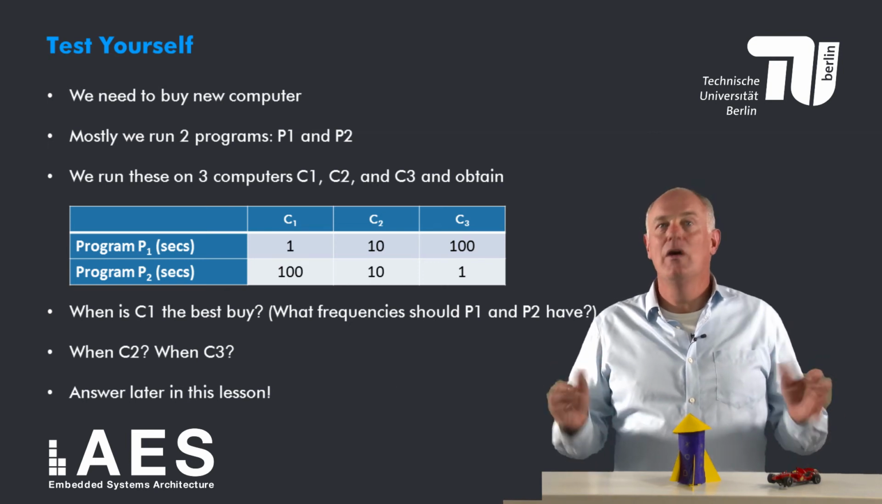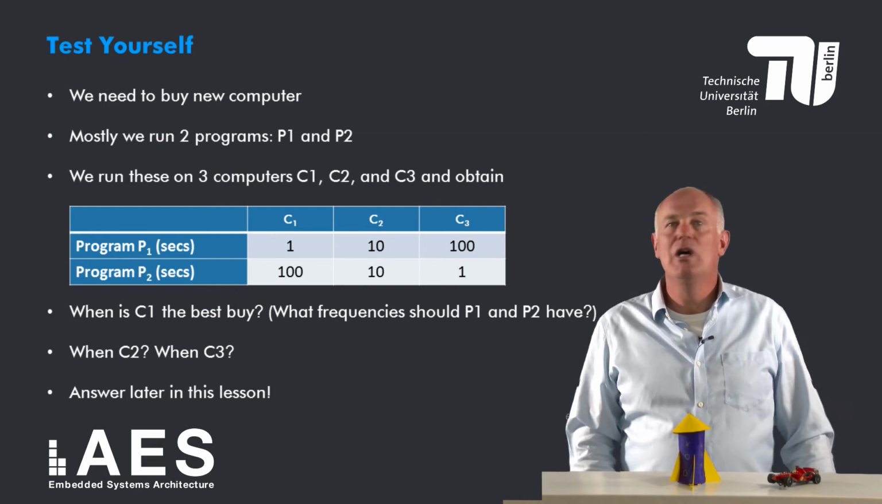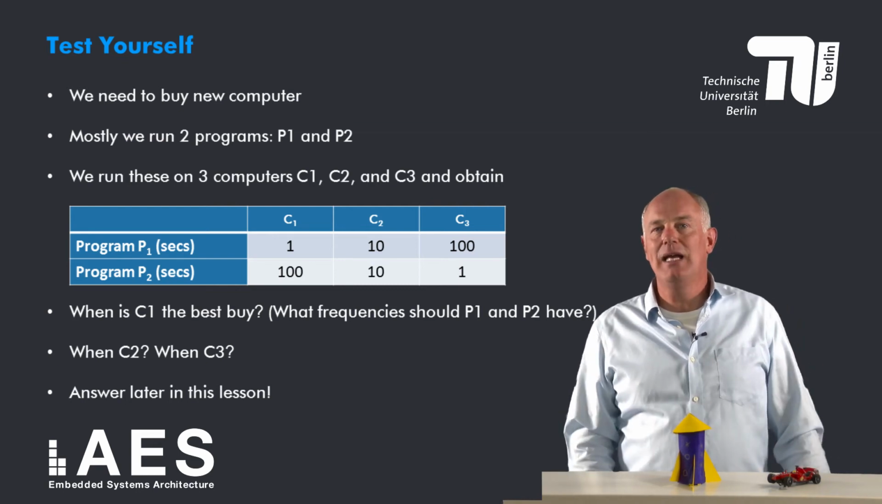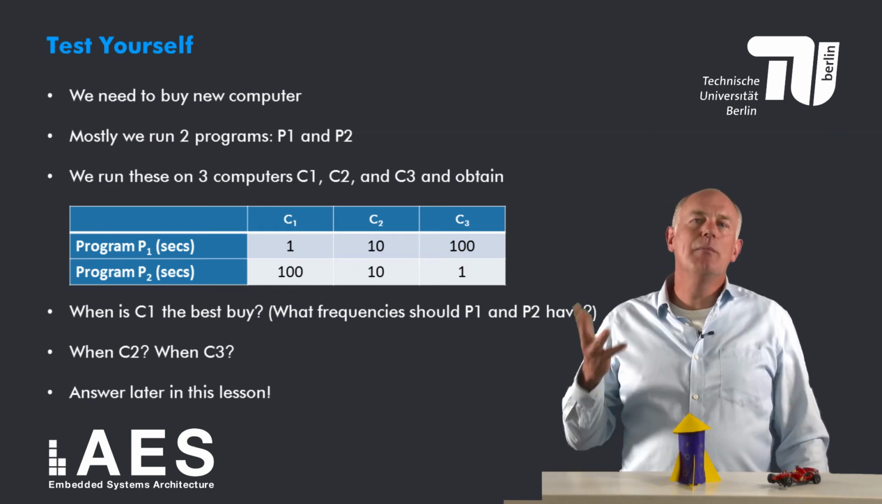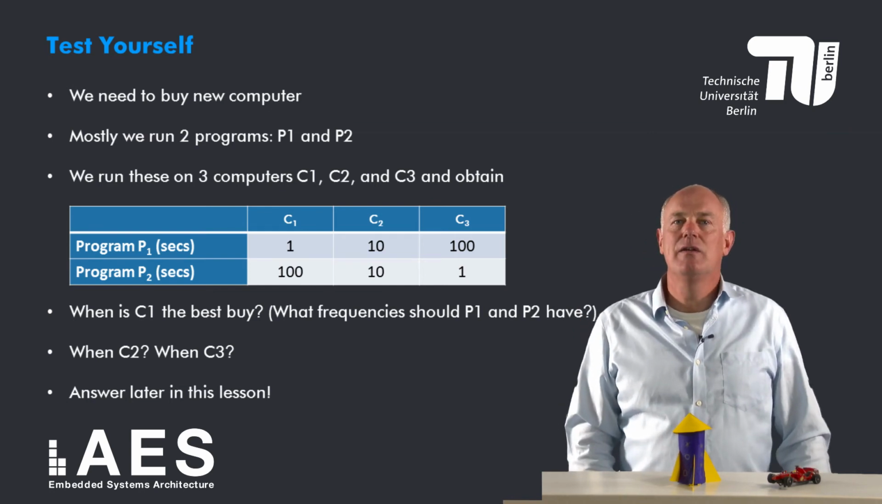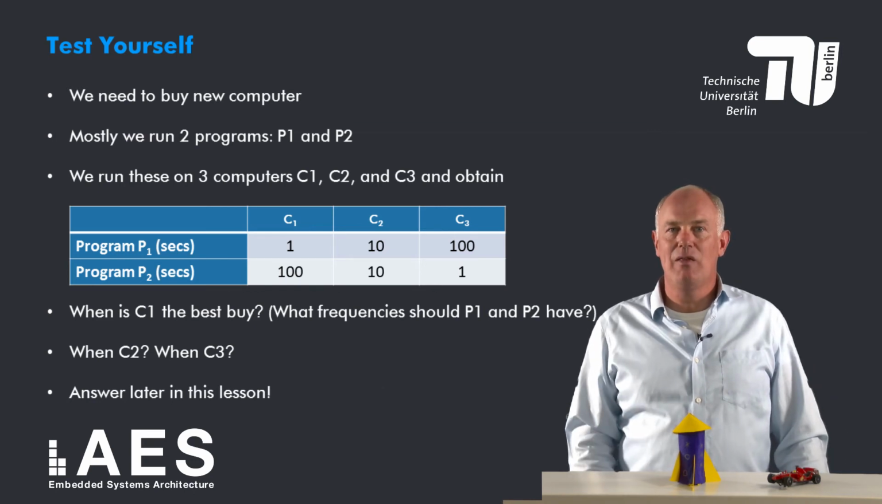In other words, what should be the execution frequencies of P1 and P2 so that the weighted arithmetic mean is the least, the smallest for C1? Similarly, under which conditions is CPU C2 the best buy, and when is C3 the best buy?